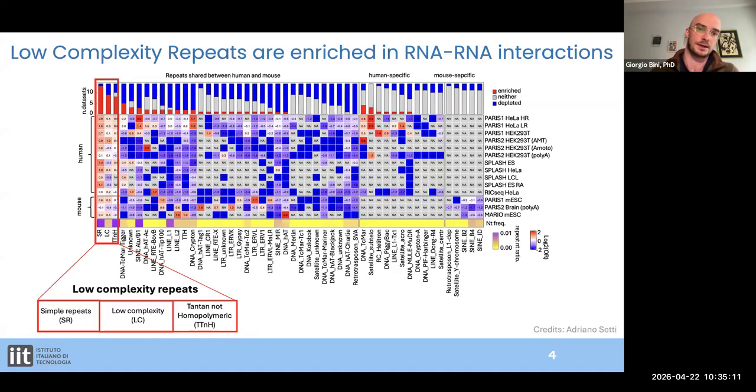We focus on low complexity repeats in the paper, and we also highlight that they act as sticky hubs, meaning that the low complexity repeat patches are involved in multiple contacts, also involving the presence of proteins.